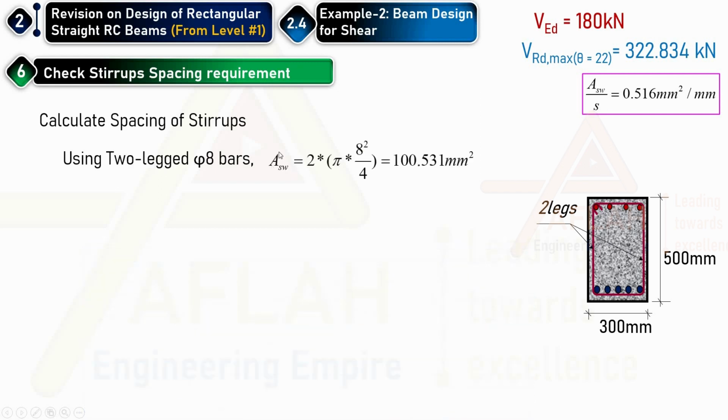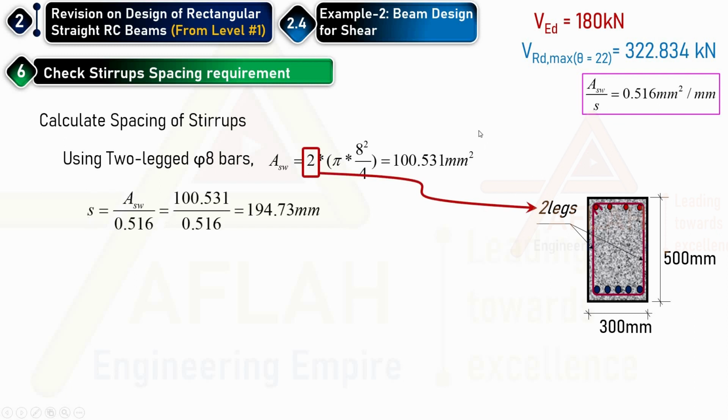Now, assuming 2 legs, ASW will be how much area of these bars are there. Now I have 2 legs, right? So there will be 2 pieces of phi 8, right? Where each phi 8 bar will have this much area, pi 8 square over 4. So this is one area of this bar. So I have 2 legs, so I have to multiply it by 2. If I have 3 legs, this part will be 3. Now ASW by S equals this, right? 0.516. Now I know this one.